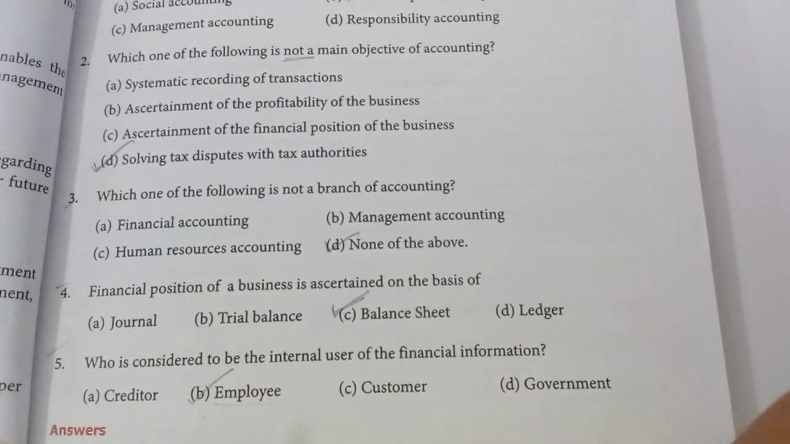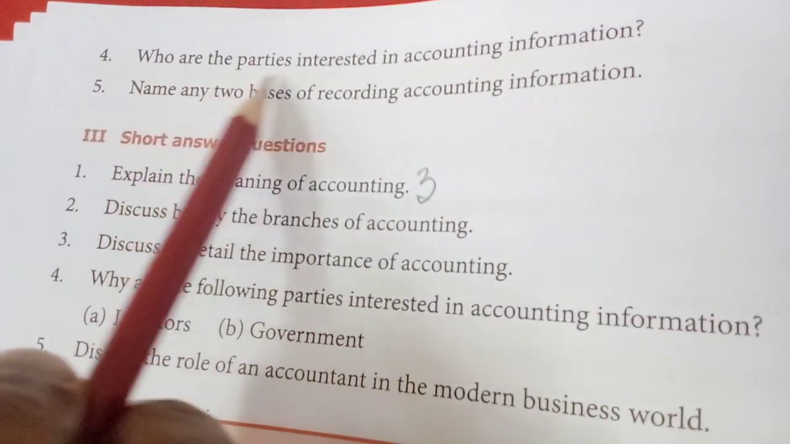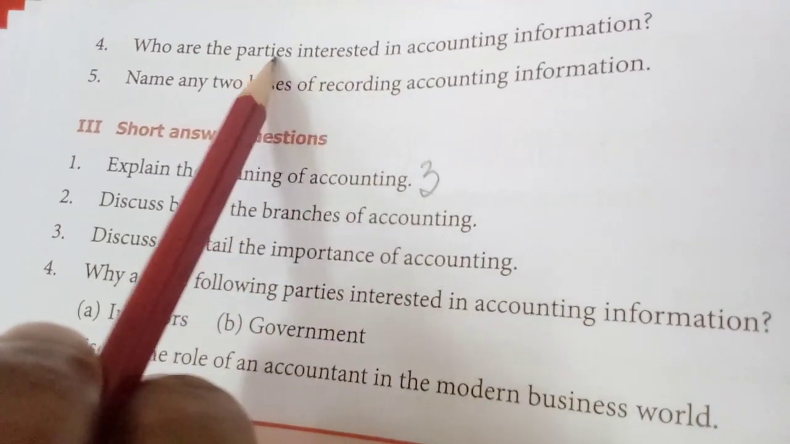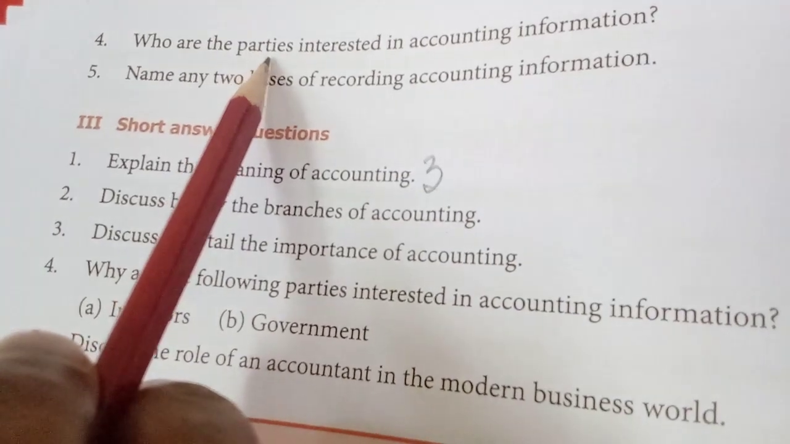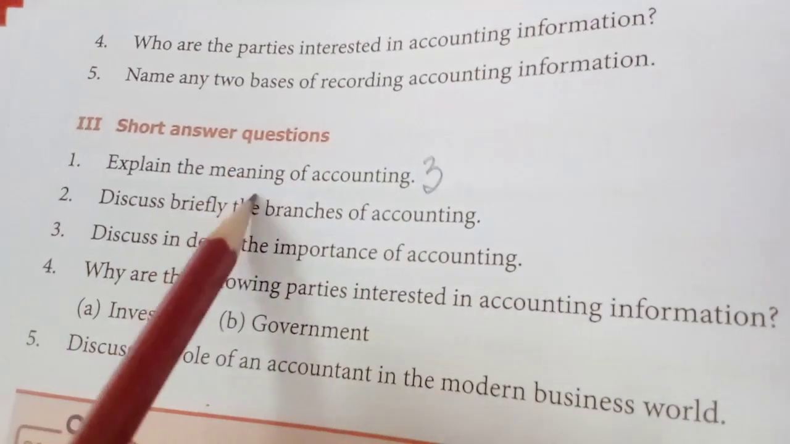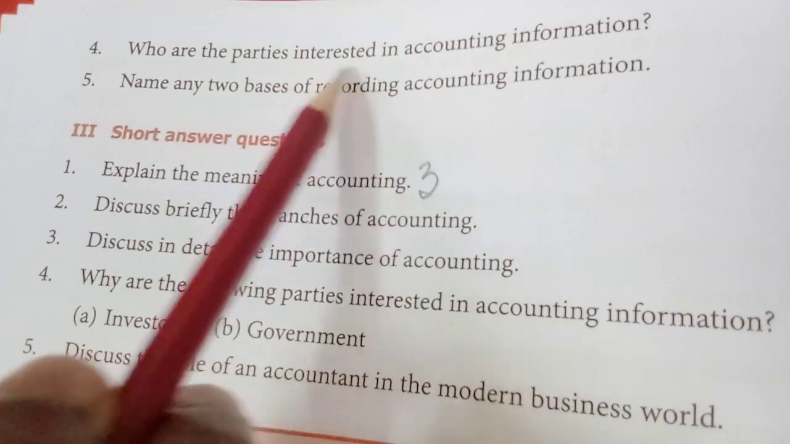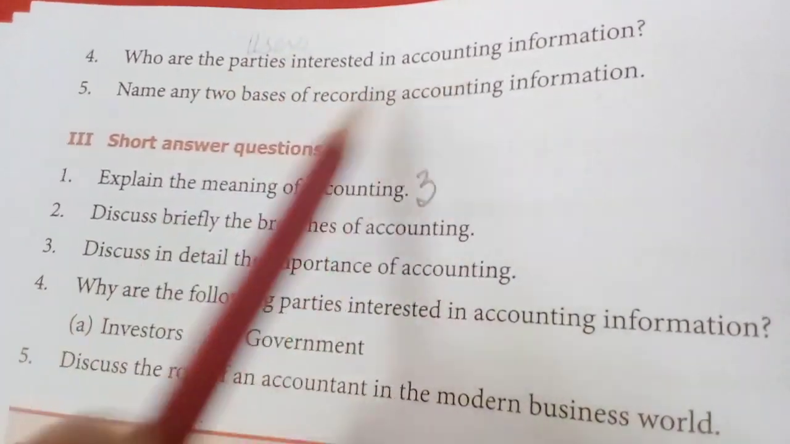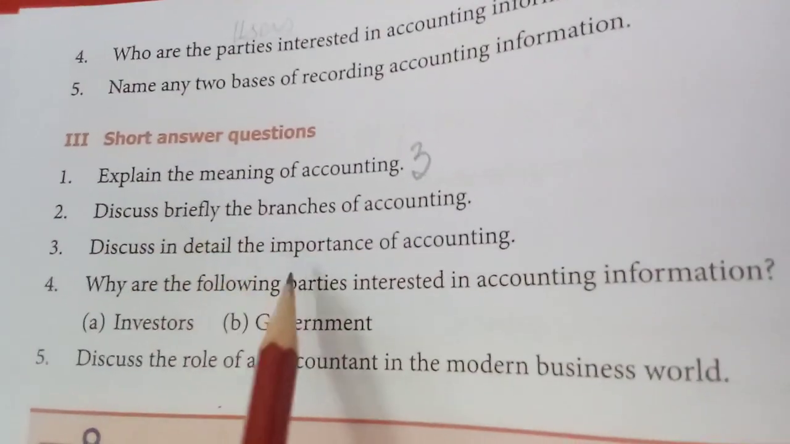Now we will mark the 2-mark question. Who are the parties interested in accounting information? Today what we have learned, you write all the internal users and the external users. Internal users 1, 2, 3 you write. Then external users 1, 2, 3, up to 7 you write. That's all. One chart is given under that heading, users of accounting information. Understand? Parties interested, the users of accounting information, that you write. Okay. The next one, short answer.